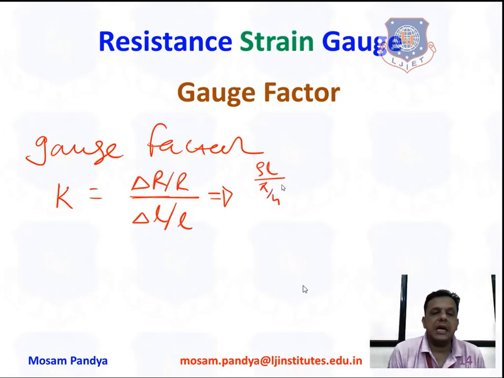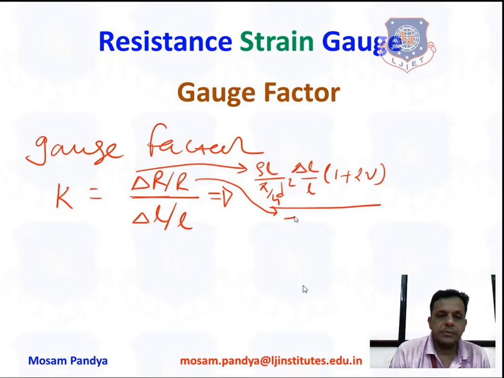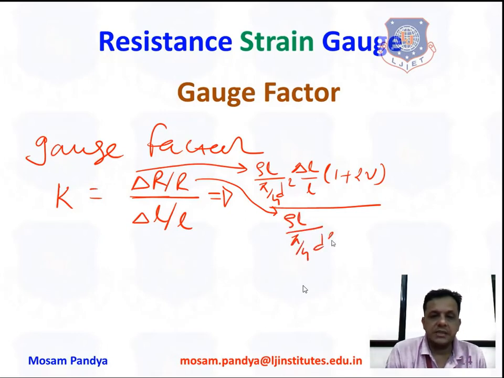Let us take a little more pain to write down this longer equation. Please keep patience. Here we have our equation, rho L upon pi by 4 d square, so that will be cancelled out, and in the denominator, the entire denominator, we write down rho delta L upon L.